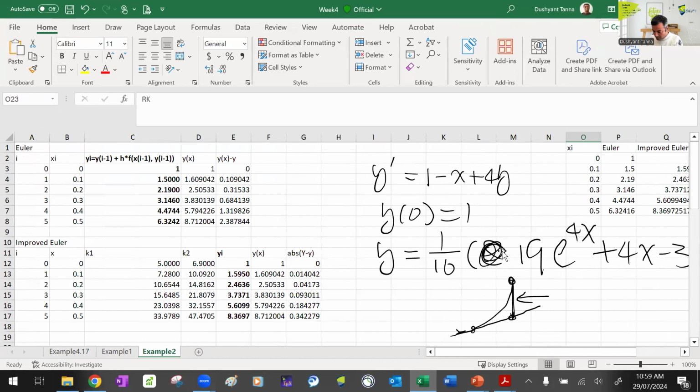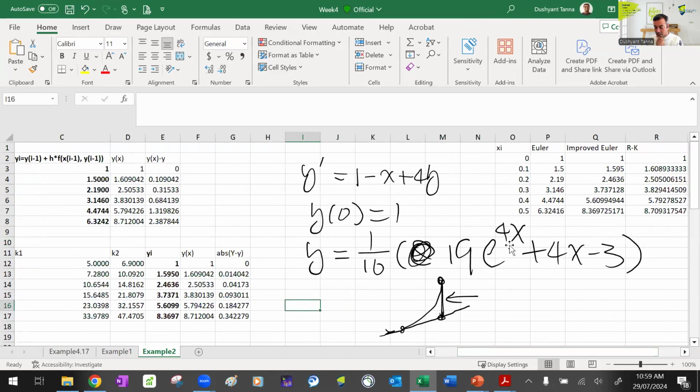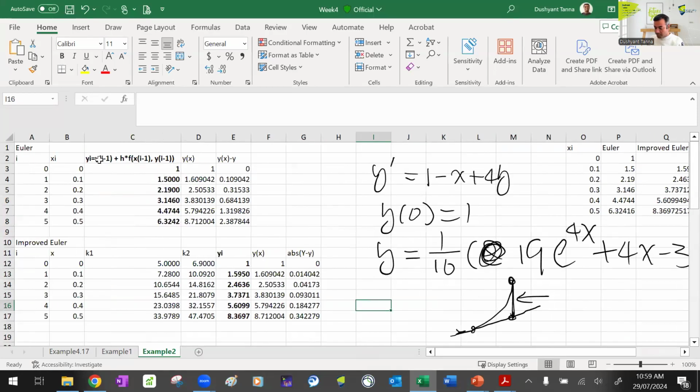It is this thing. Yes. Y dash, y of 0, then you got y equal to 1, or 69. Yes, 4 is minus 3. Doesn't take long to calculate this, right? Really doesn't take long. So what we did here, I have just written y, then y and x and the ABS function, absolute of it. And then we got improved Euler here. So we got K1, K2, yi, y of x, which is still the same as this, right? And then the difference between them.